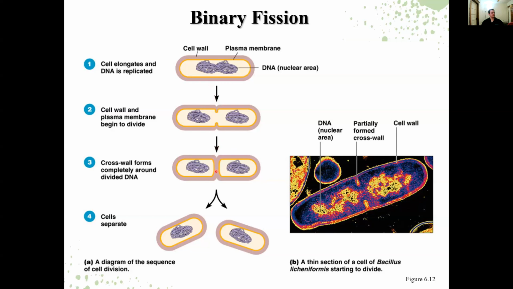And then following this, the cross wall will finish its development, will finish its growth, and it will surround the DNA, and then the cells will separate. So there you have your one parent organism that has now divided into two daughter cells. And again, these two daughter cells will be genetically identical.